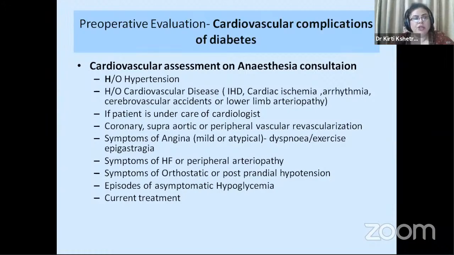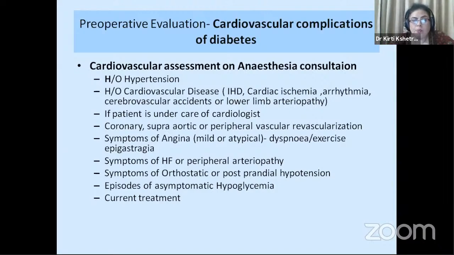So history of hypertension and cardiovascular disease should be sought. If the patient is under a cardiologist, treatment should be reviewed. Any revascularization that has been done should be reviewed. Symptoms of angina, mild or atypical, should be noted. If there are symptoms of heart failure or peripheral arteriopathy, they should be noted. Orthostatic or postprandial hypotension should be documented.